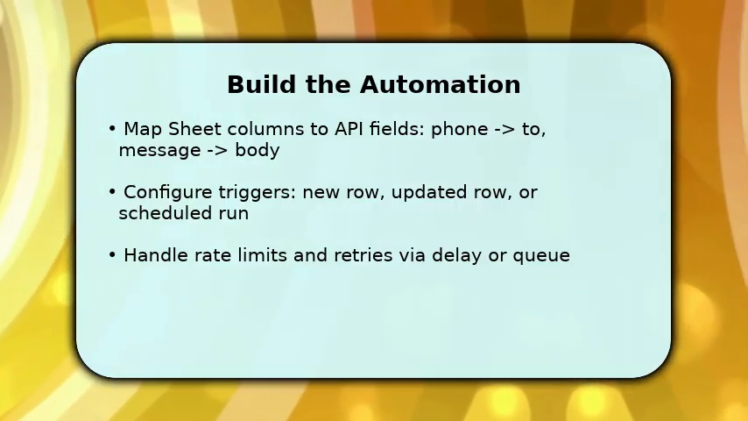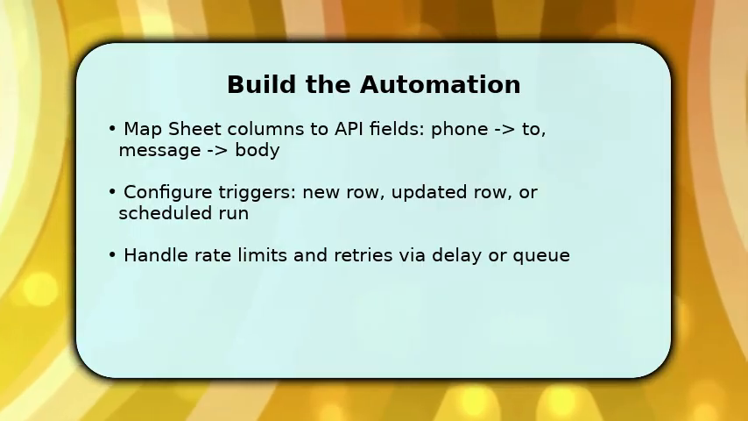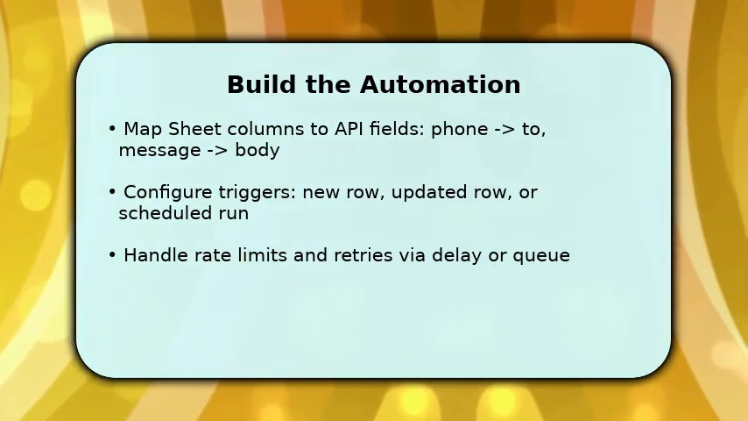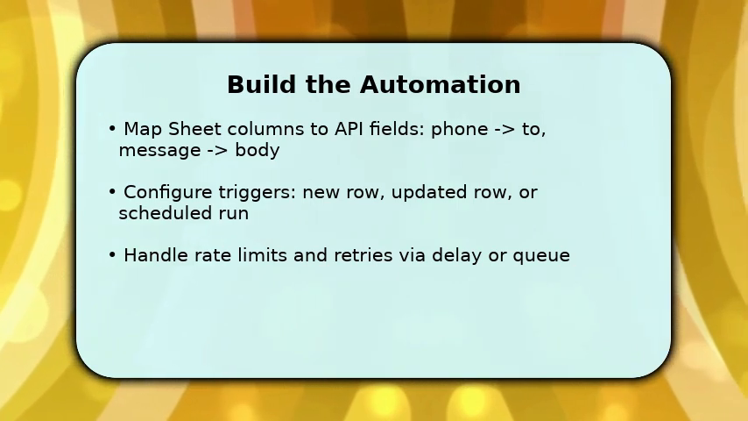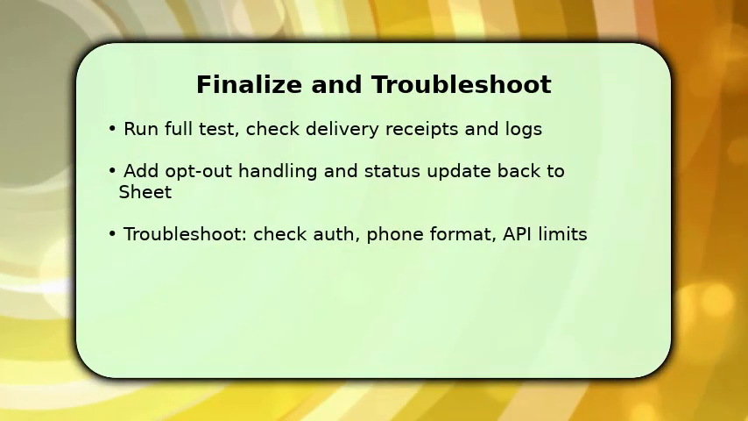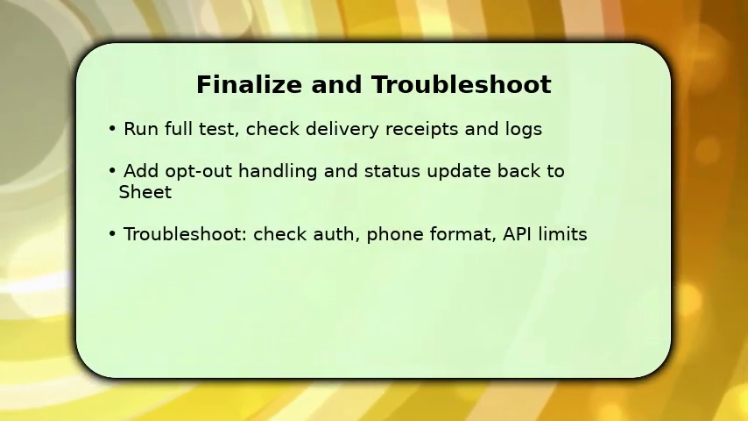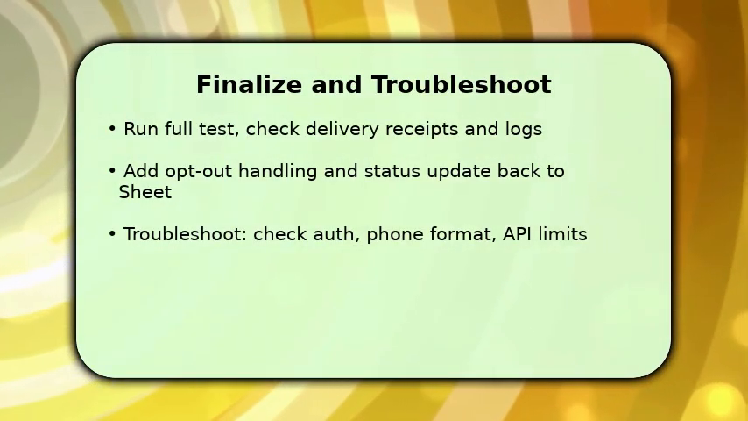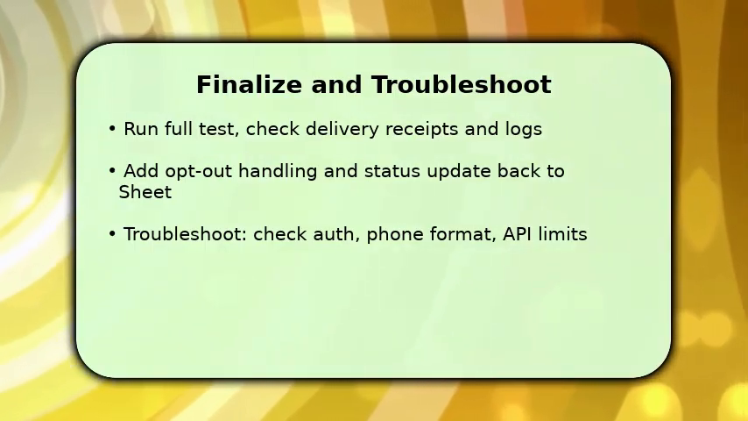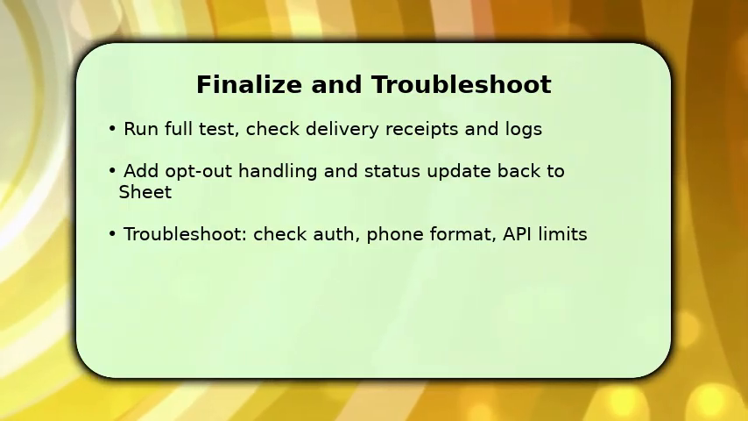Once mapped, add error handling and a queue with small pauses to respect rate limits. Test with one row and inspect the gateway response to confirm success and headers. Finish by running an end-to-end test of several messages, then review delivery receipts and automation logs to confirm proper behavior. Once validated, deploy on a controlled batch and add a column for status updates and opt-outs so you stay compliant.